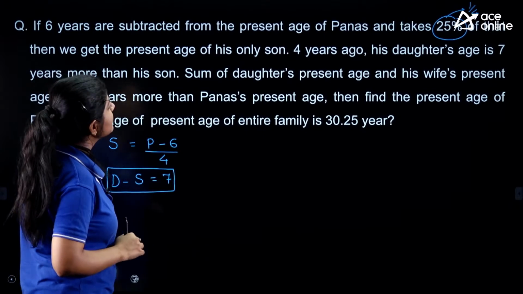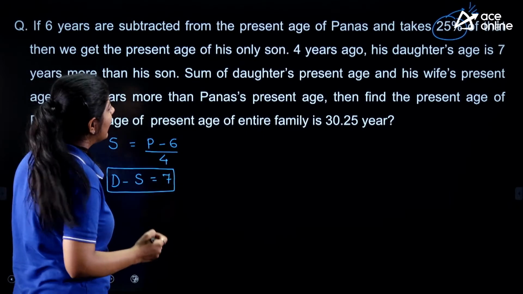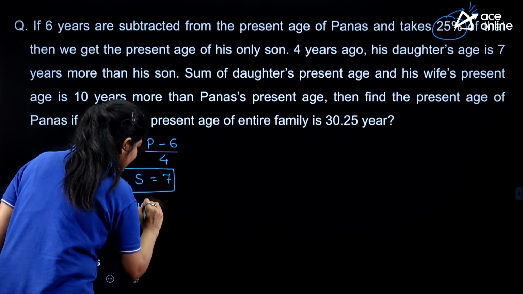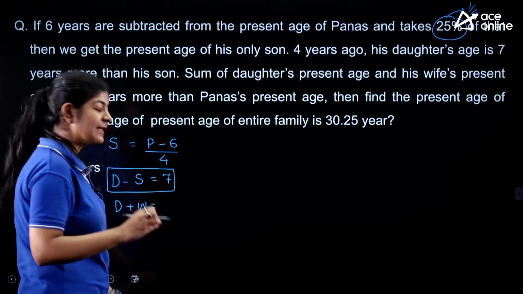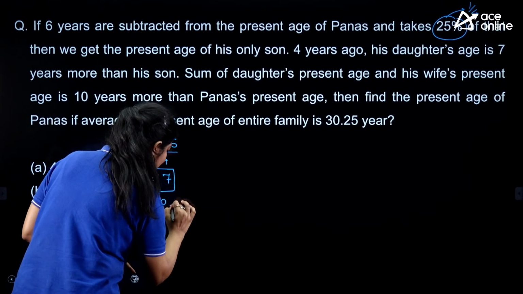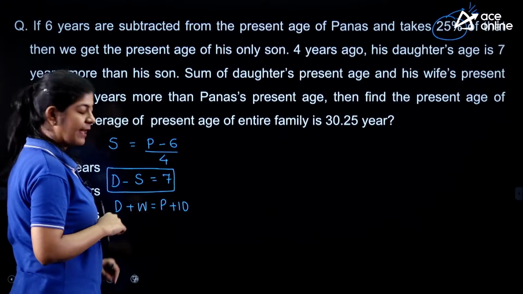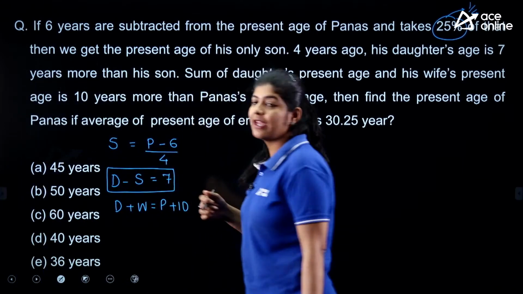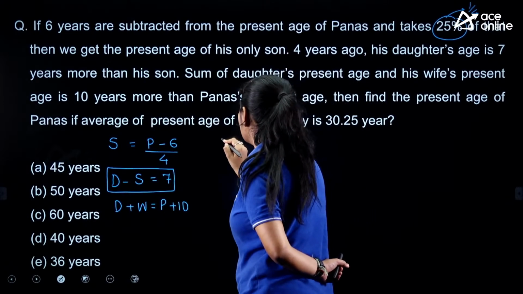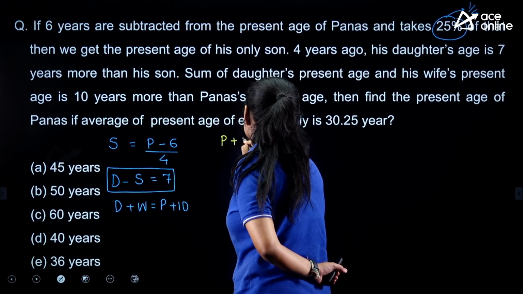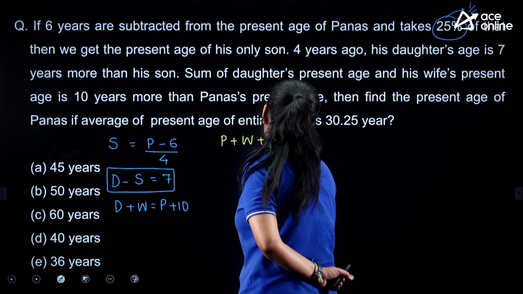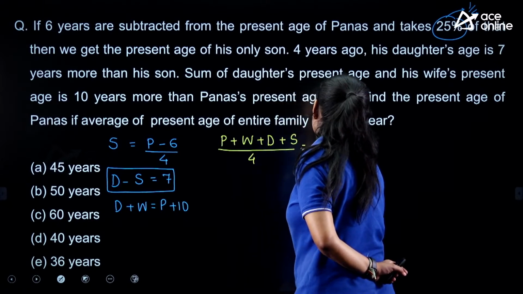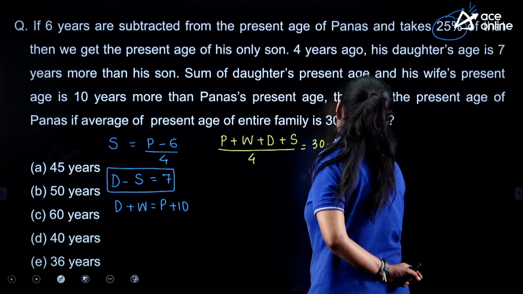Apart from this, there is one more clue: the sum of the present ages of daughter and wife is the present age of Panas plus 10. This is what we have. There is one more clue, the average present age. In the family we have Panas, his wife, his daughter and his son, and the average present age of these 4 people is given as 30.25.